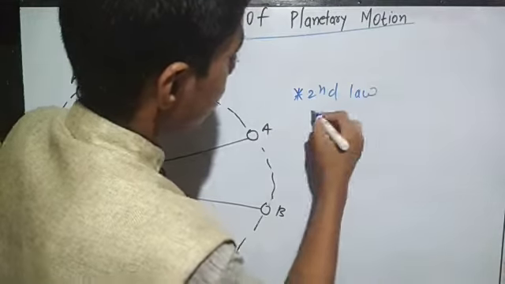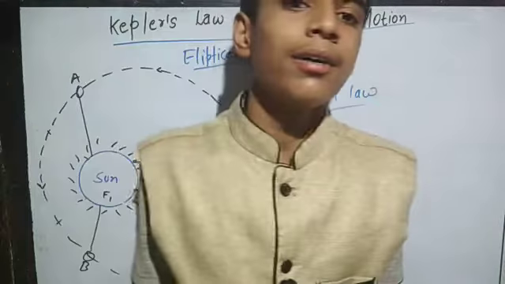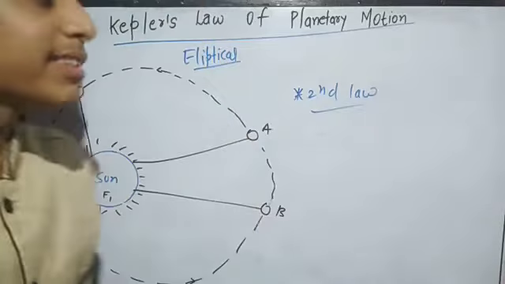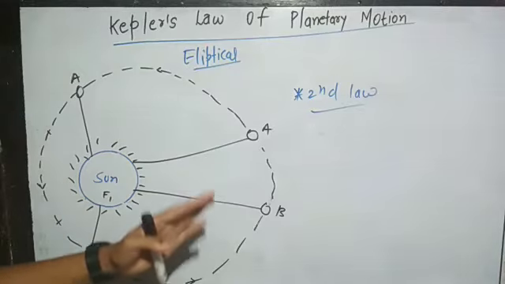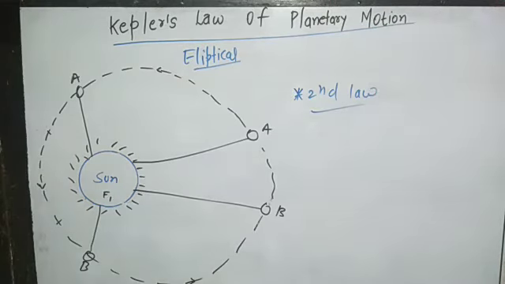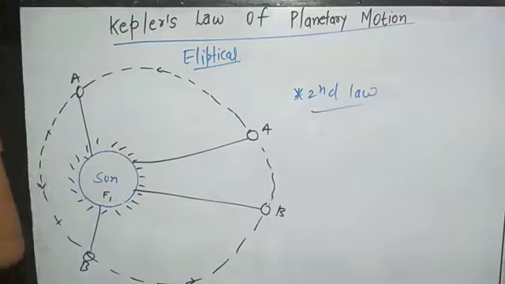Second law. Now, let's start the second law of planetary motion. According to Kepler, the second law of motion means that whenever the planet is closer to the sun, it travels more distance as compared to the time when it is far away from the sun. It means that the line joining the planet to the sun sweeps equal areas in equal intervals of time.